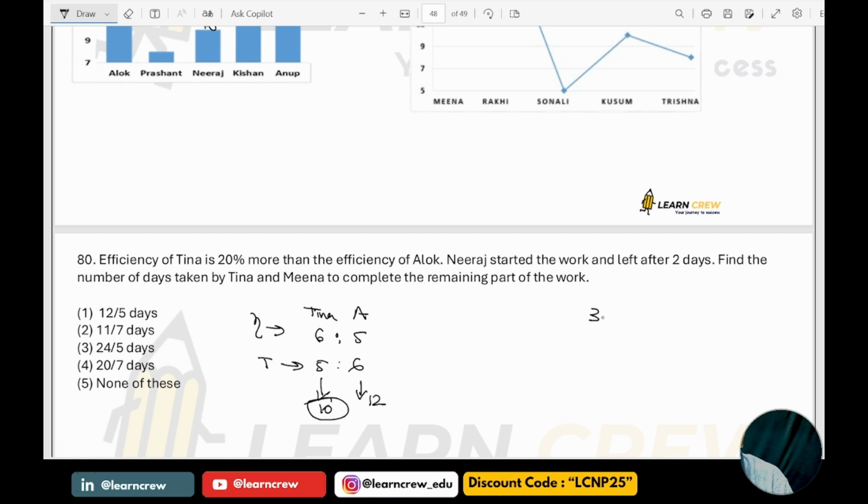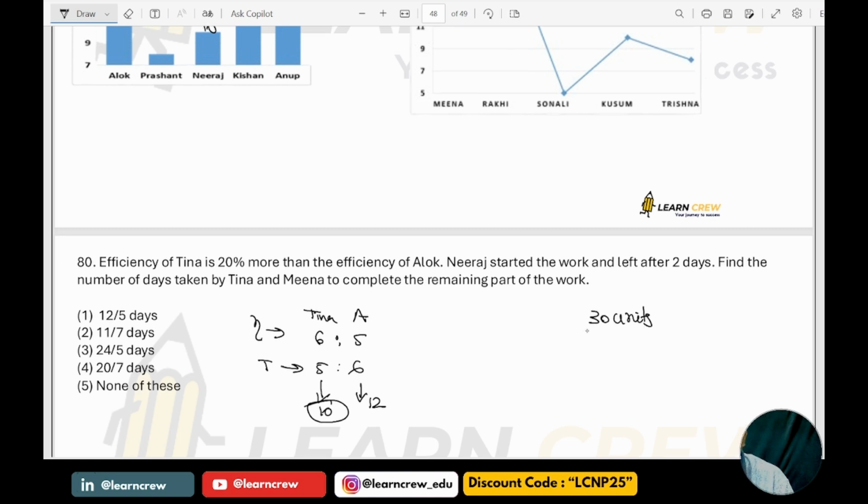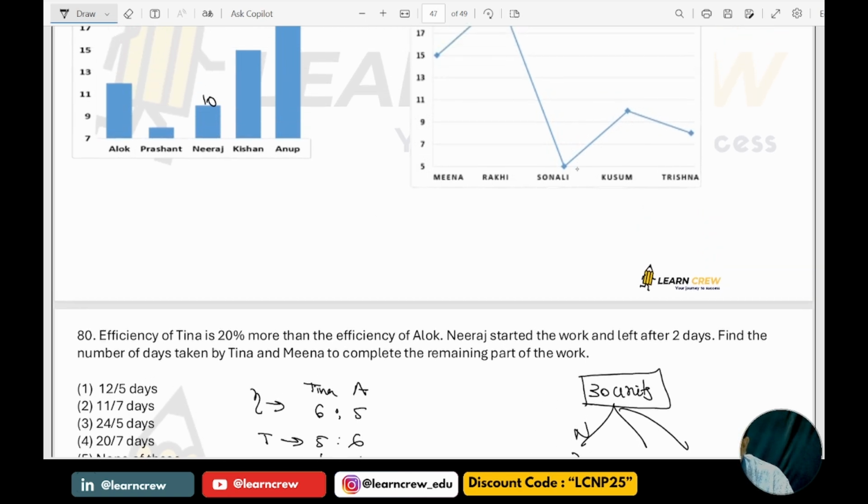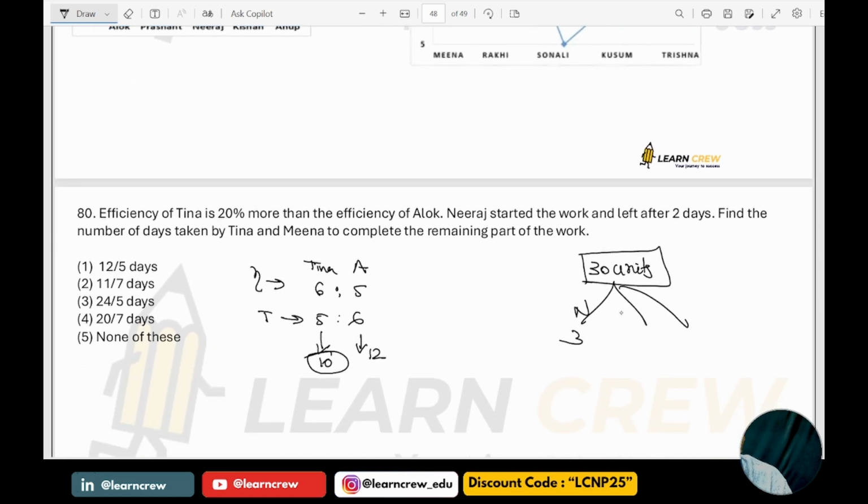So the total work I am taking as 30 units. So Neeraj can do in 10 days, so 1 day 3. Meena 15 days means 1 day 2. And Tina 10 days means 1 day 3. Neeraj started the work and left after 2 days. So Neeraj can do 2 into 3, 6 units. The remaining work is 24 units.